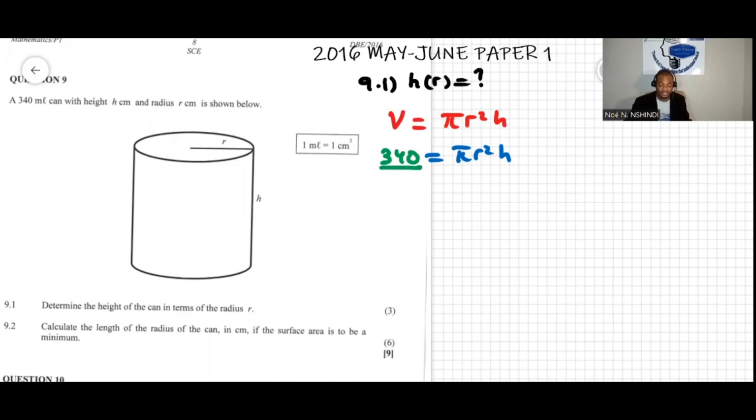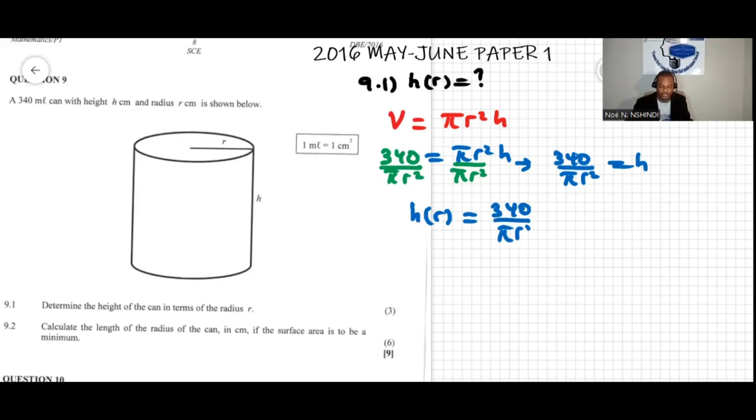pi r squared. And then this is 340 over pi r squared equal to h. That's h. Okay, and then I can just write h of r is equal to 340 over pi r squared. So that's actually the height of the can in terms of r.